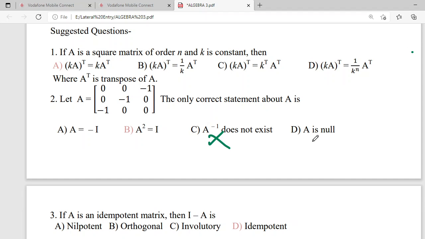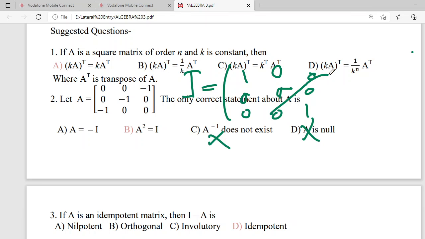A is not null. A null matrix is what? Every entry must be 0. So A is not null. A is also not equal to minus I, because the identity matrix is what? I of 3 has diagonal elements 1 and the others are 0. So all the other elements are 0, so this is the identity matrix.